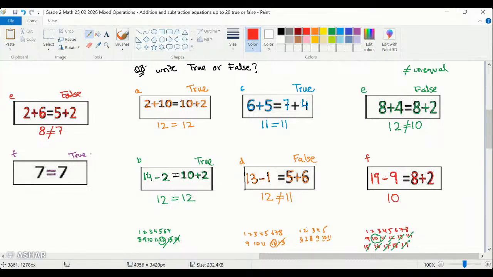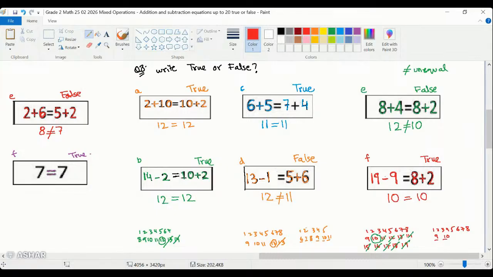What about part F? 19 minus 9 was 10. And 8 plus 2 is? How can we do 8 plus 2? We can write 1, 2, 3, 4, 5, 6, 7, 8. And we add 2 more numbers. That is 9 and 10. 8 plus 2 is also 10. And they are equal. That means this is a true statement. Perfect. Do we agree on this? Part F is a true statement. Okay.